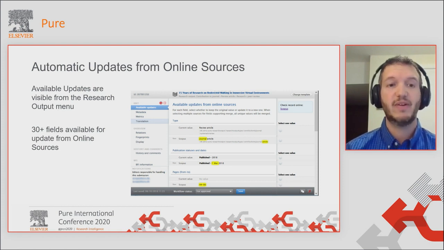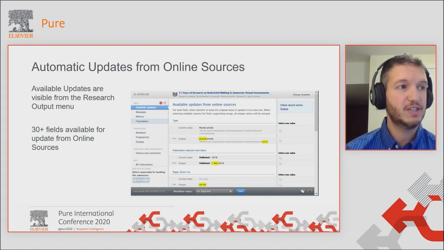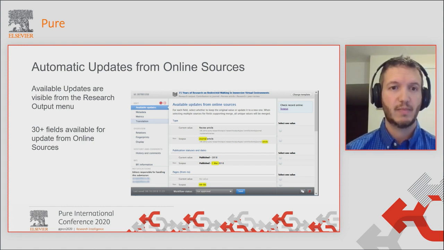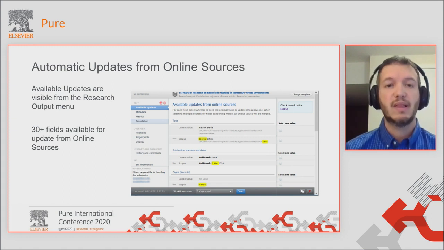So our next topic is the available updates from online sources. As you heard yesterday from a few different people, Pure now has the capability to update research output records automatically from online sources. This means that you can have Pure maintain specific data points in each record. It can even be done from different sources to customize the quality of your data. For instance, Scopus might give you the best abstract, but your publication status might come from a different source like Mendeley or PubMed. So Pure allows for over 30 different fields to be updated automatically.